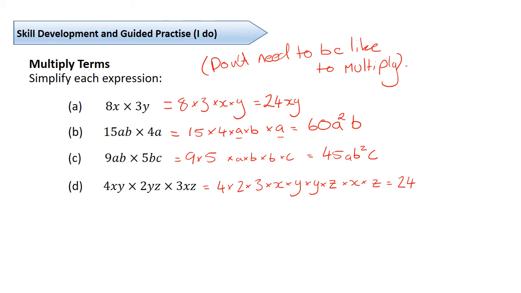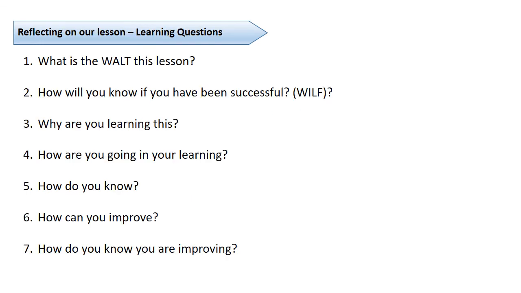And then let's have a look at these letters here. So I have x times itself 2 times, so I have an x squared. I have a y times itself 2 times, which is y squared, and then a z squared. Hopefully you guys agree with those.